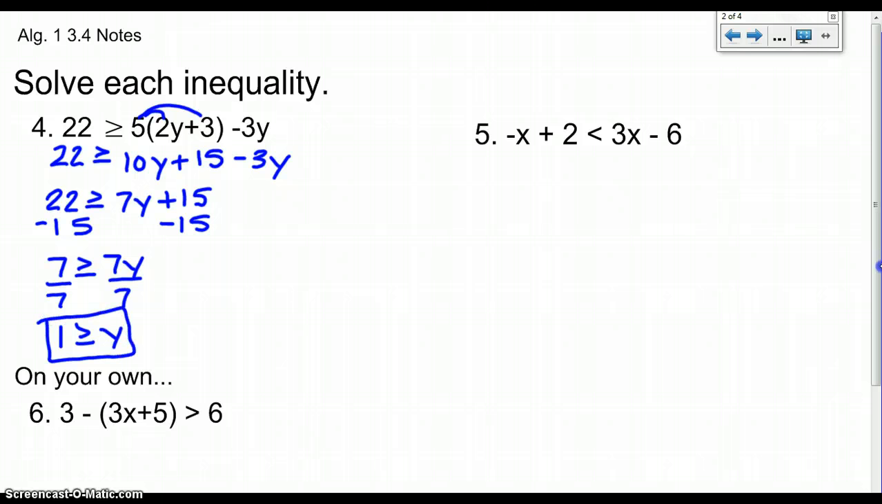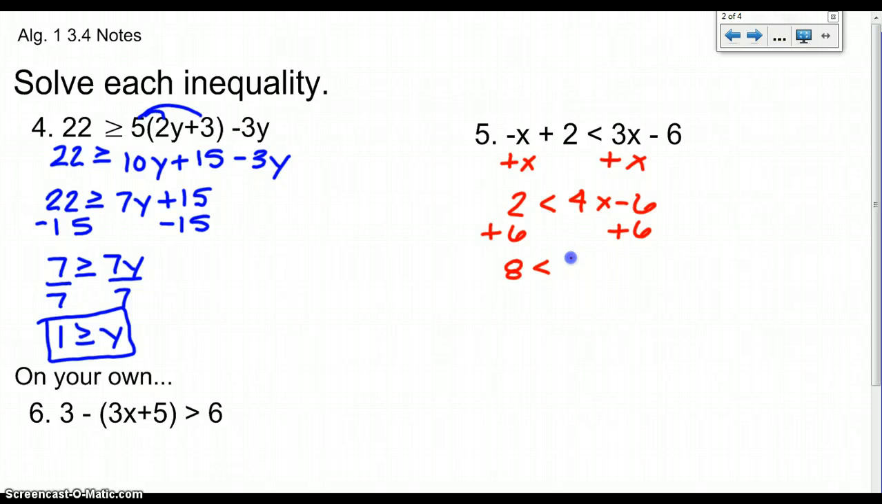Okay, we're going to move on to number 5. We have x's on both sides. So what I'm going to do is add x to both sides to get all the x's on the same side. So we have 2 is less than 4x minus 6. To get x by itself, we have to add 6 to both sides. So then we get 8 is less than 4x. Divide by 4 on both sides. And we get 2 is less than x for our answer.